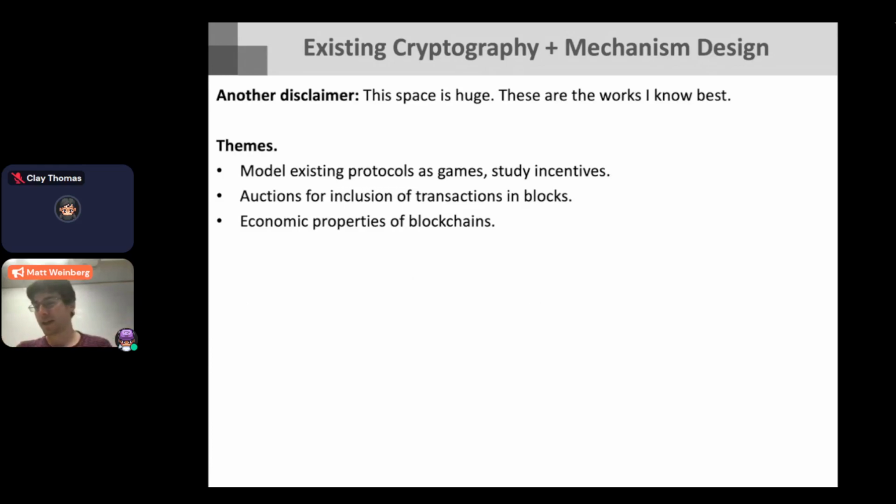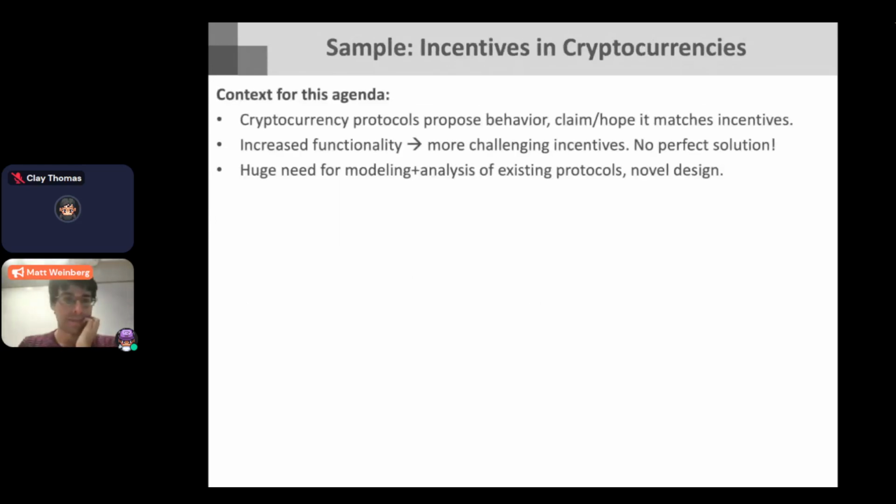And so the last thing I was going to say was just, look, there is some existing work. It's actually already kind of huge. I think it's slowly making its way more and more into EC, but I think it should be huger. And so there are some themes. I think maybe what I'll do is just go through these bullets. I have three things. I'll just say context for this agenda.